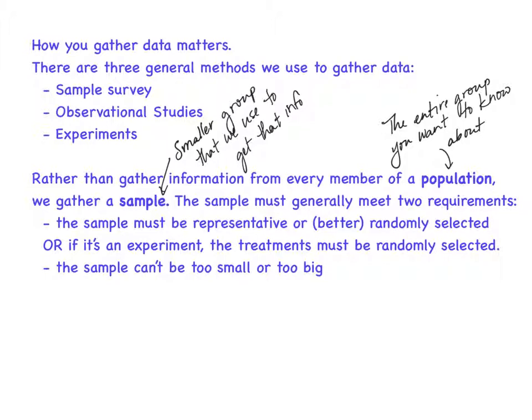The sample must be representative. It's better if it's randomly selected. If it's an experiment, the treatment groups must be randomly selected. We'll talk about that again later. And the sample can't be too big or too small. We'll get into the specifics of that later. A lot of people tend to think that 30 people is too small of a sample, and generally speaking, it's not really. The bigger the sample is, the better of an idea you're going to find out what's going on up to a certain point, and then it becomes a problem.